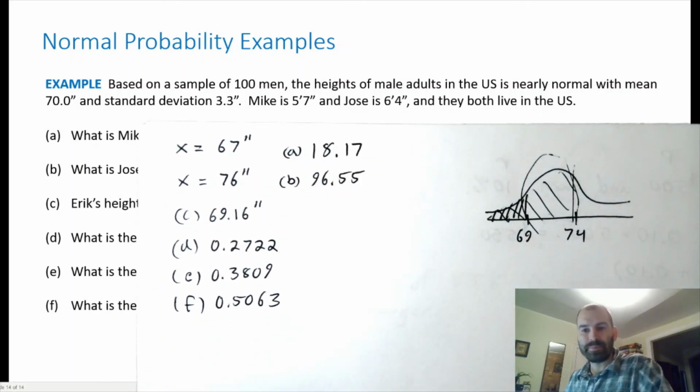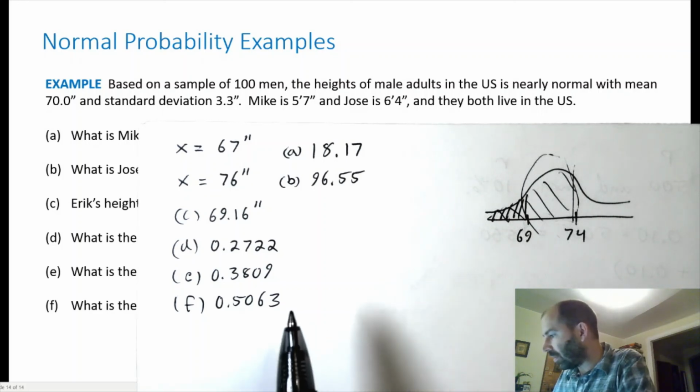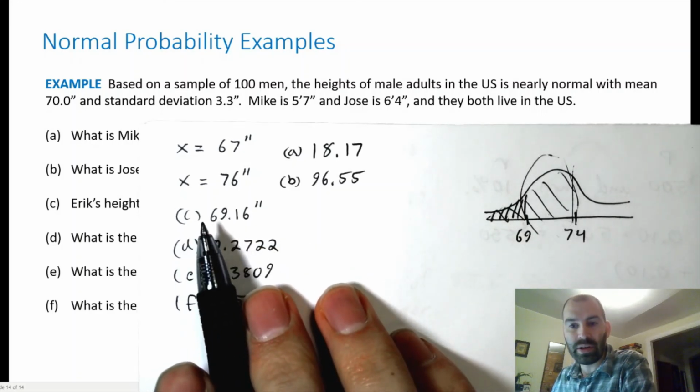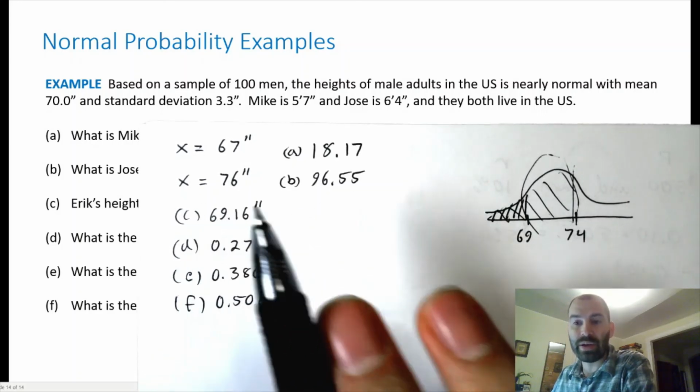All right, so there we go, computing probabilities. We went forwards and backwards. Sometimes we were given the percentile and had to compute the value, and other times we were given the value and had to compute the percentile or the probability.